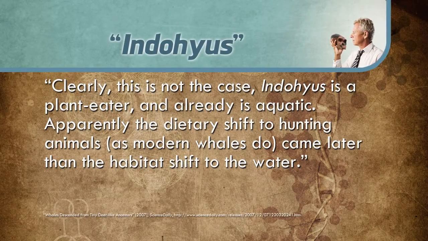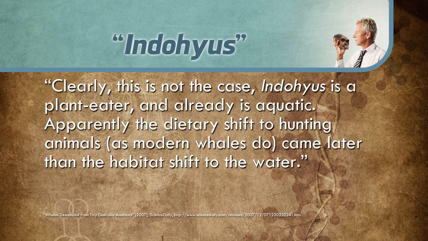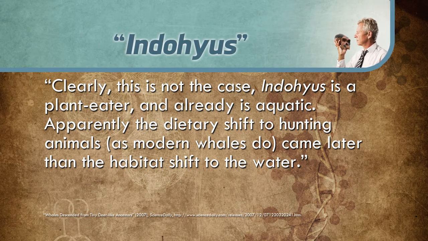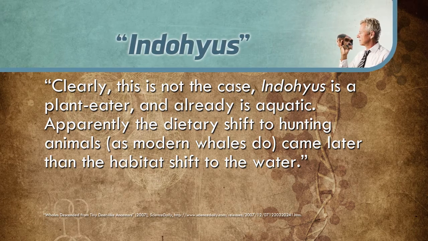Now again, in this supposedly well-documented evolutionary story, whales evolved from land-living mammals that gradually moved into water in search of fish and water-dwelling prey. But now, according to Thewissen, it seems that the mammals that gradually moved into the water in search of prey were not carnivores at all. He says, quote, "Clearly this is not the case. Indohyus is a plant eater and already is aquatic. Apparently the dietary shift to hunting animals, as modern whales do, came later than the habitat shift to the water."